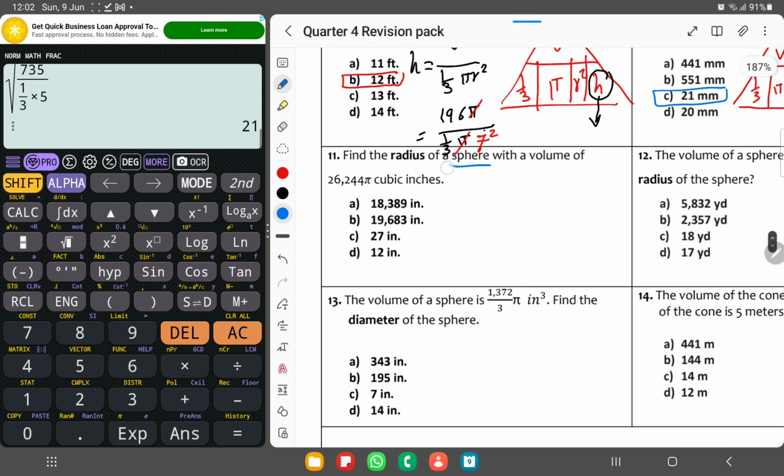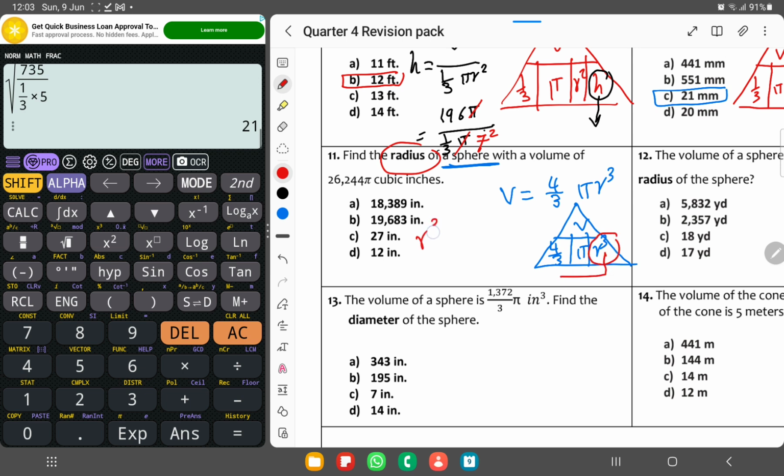Amazing job. And now we move to the sphere. What is the volume of the sphere? Volume equals 4 over 3 pi r cubed. So here it is. This is the volume, which is equal to 4 over 3 pi r cubed. And he's asking about the radius.